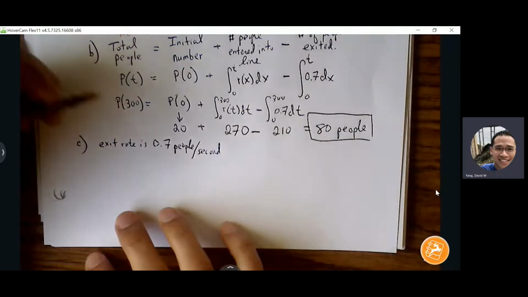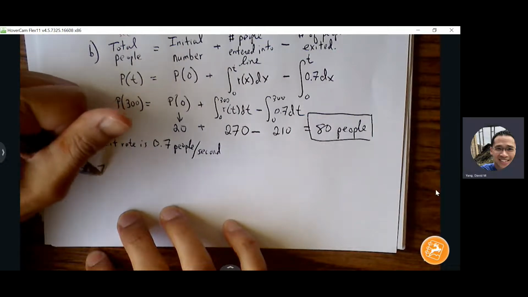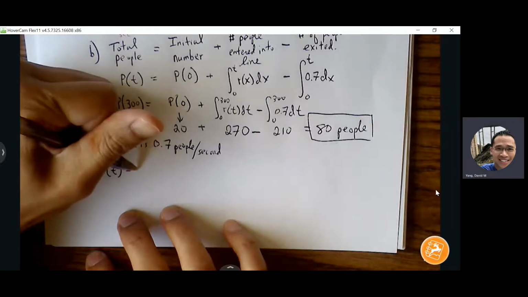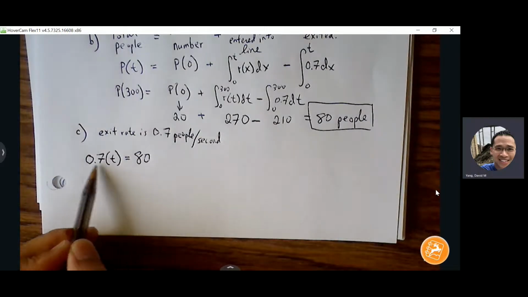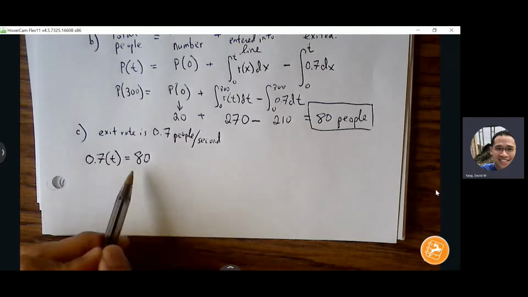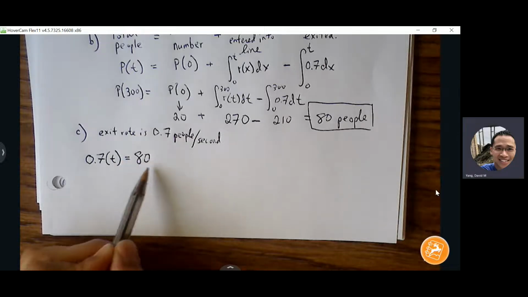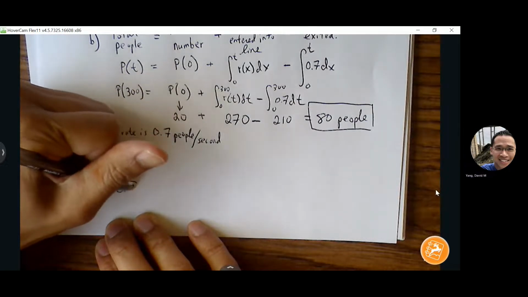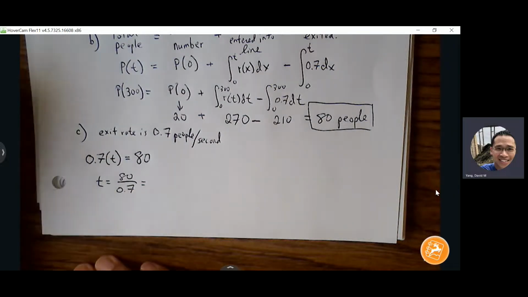Or you think of it this way, where this is my rate. My rate times time will give me the number of people that I want to clear out. So people per second times second will give me in terms of people. So if I divide both sides by 0.7, then time is just going to be the number of people divided by the rate. So 80 divided by 0.7.